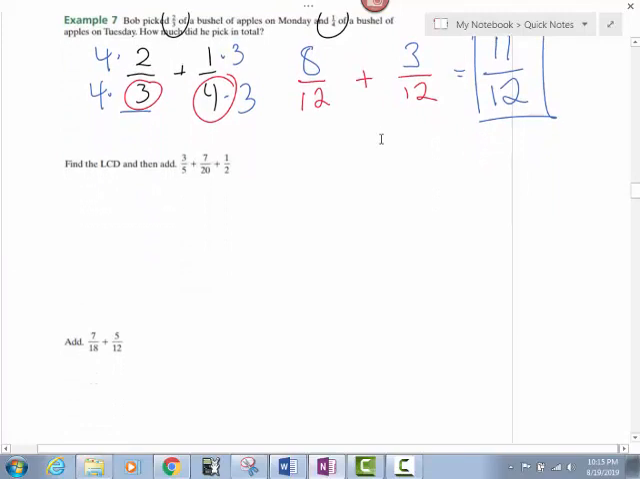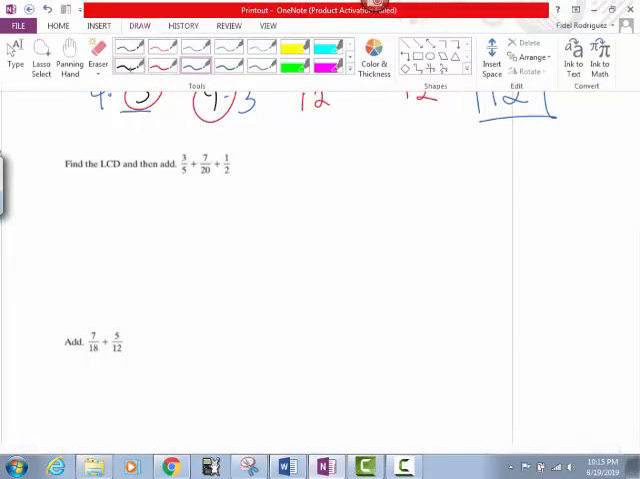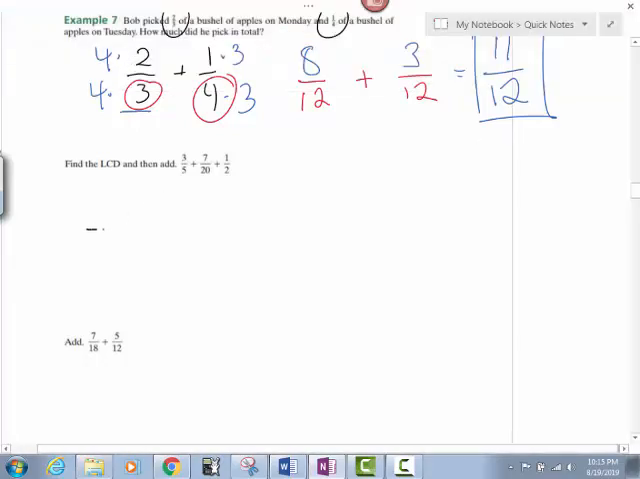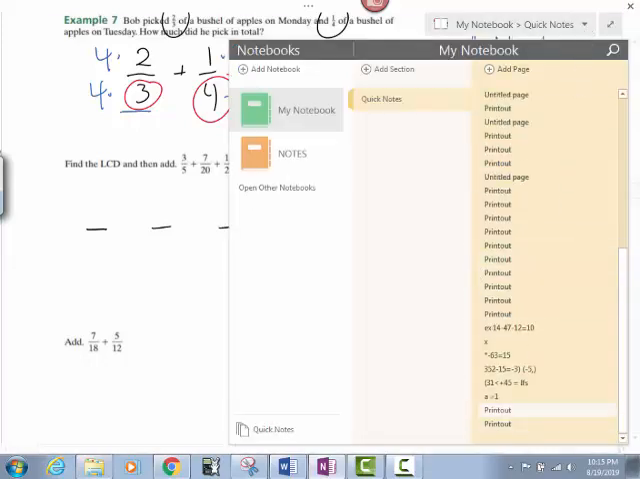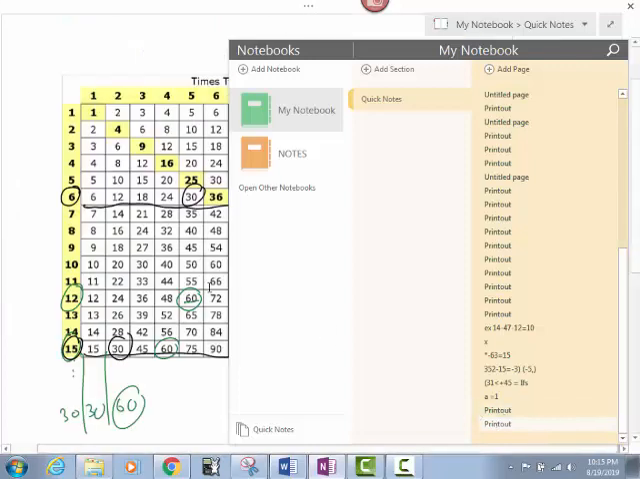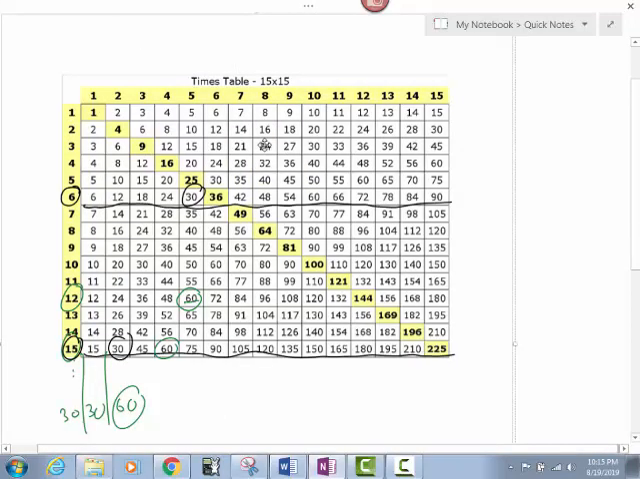Let's do the same thing here. So it says find the LCD and then add. All right, so what I really want to do here is find a common denominator between 5, 20, and 2. So again, I want to pull up my table because it's going to be helpful. So if I look at just 5 and 2, here's my number 2, here's my number 5. 10 appears to be the first number that they have in common.